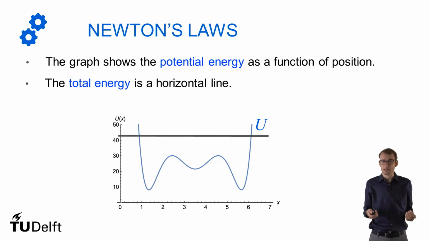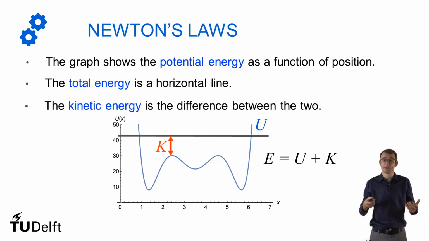The total energy in this landscape, or in this plot, will always be a horizontal line. Unless you're acting on it from the outside, the total energy has to be conserved, and so the total energy is the same everywhere. And now finding the kinetic energy is very easy. It's simply the difference between the potential energy and the total energy. So once we know the potential energy and we have the value of the total energy, there's no more need to actually graph the kinetic energy because it's exactly the same as the potential energy, just mirrored upside down.